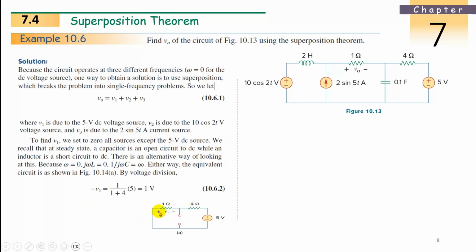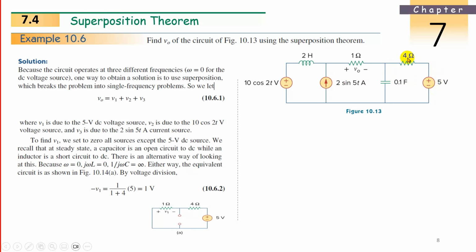Now okay, this is our circuit that I told you. The capacitance is open circuit and here the inductance and the voltage source are short circuit. So 4 and 1 is the summation, the voltage is 1. Now coming to the second circuit, which is the 10 cos 2t we have to consider. This current source open and this voltage source short.